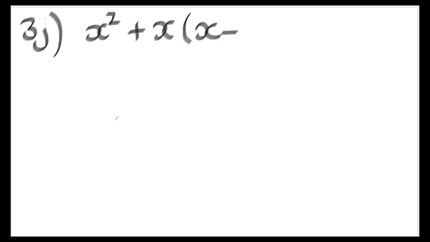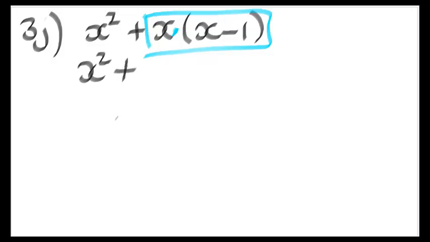Let's do another example over here. 3j. 3j says x squared plus x multiplied by x minus 1. So the first thing I'm going to do is my multiplication. So this is multiplication. Sorry about that. This is multiplication, so I'm going to do that section first. And because I'm doing that section, I write x squared plus, on its own it stays the same. So x times x is going to be x squared, and x times minus 1 is minus x.